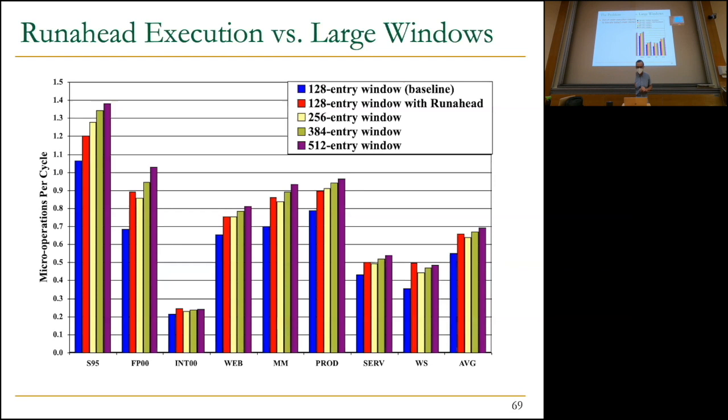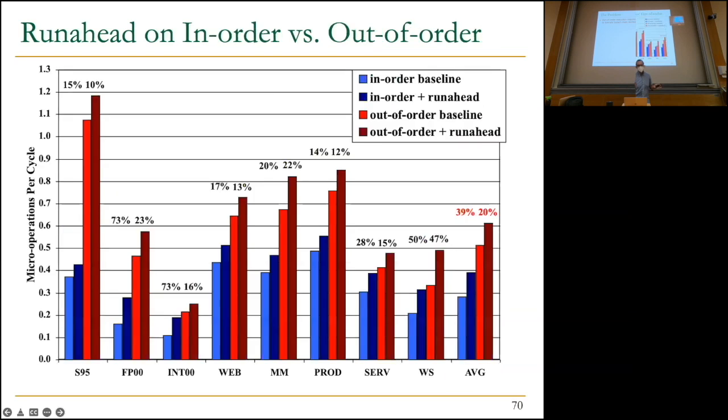Okay, that's interesting. So how does this compare to a large window, which was our goal? Basically, you get the benefits of almost 3 times the size of a window. Instead of implementing a 384 entry window, you implement a 128 entry window plus run ahead. And you get the benefit of almost a 384 entry window. Of course, this depends on the workload. Sometimes you get the benefit of a 1024 entry window. So it's not bad, actually, as you can see.